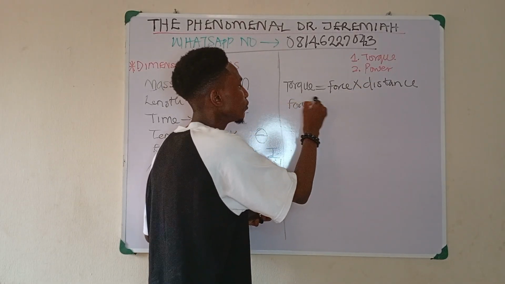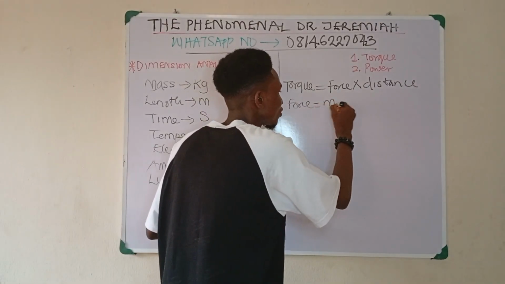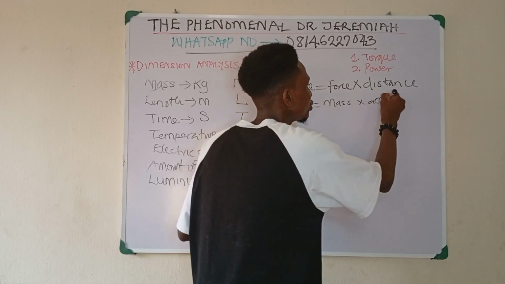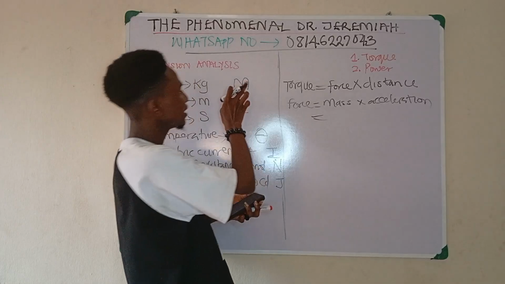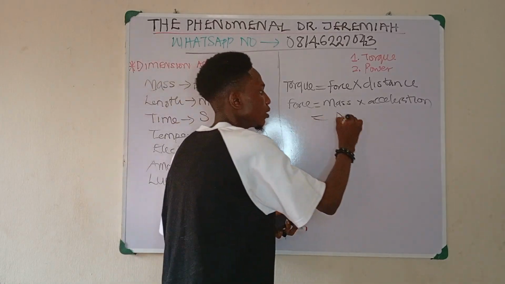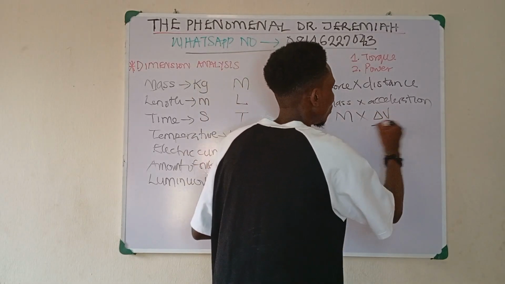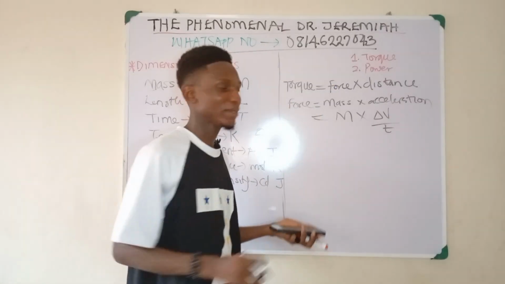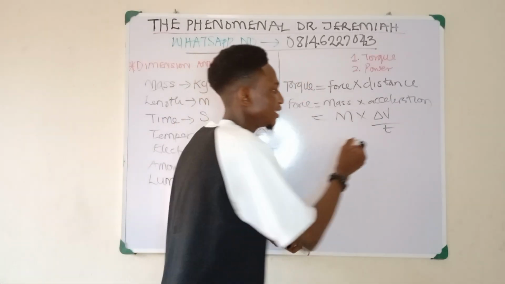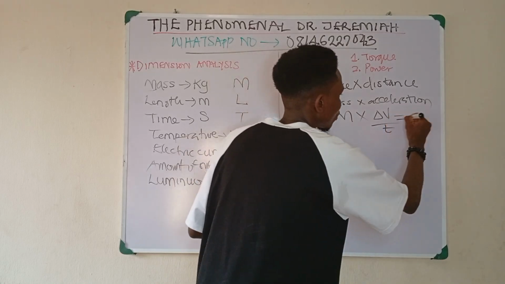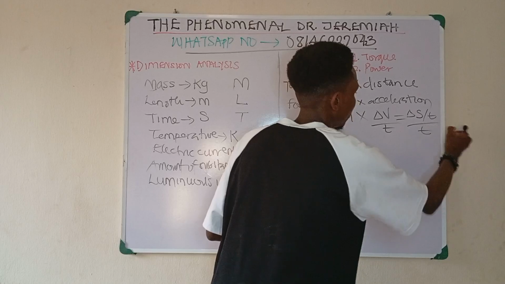Now what's the formula for force? This is the expansion method that you have been taught. Force equals mass times acceleration. What's the dimension of mass? We have said that the dimension of mass is represented as M. So what is acceleration? Acceleration is change in velocity over time. And now, what is change in velocity? What's the formula of change in velocity? Change in velocity gives us change in displacement over time, divided by time.